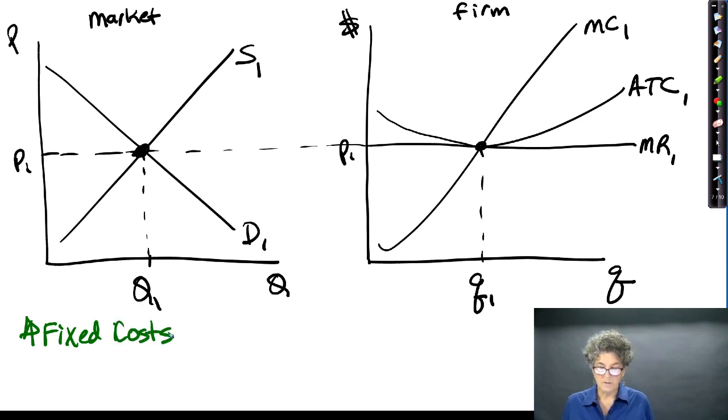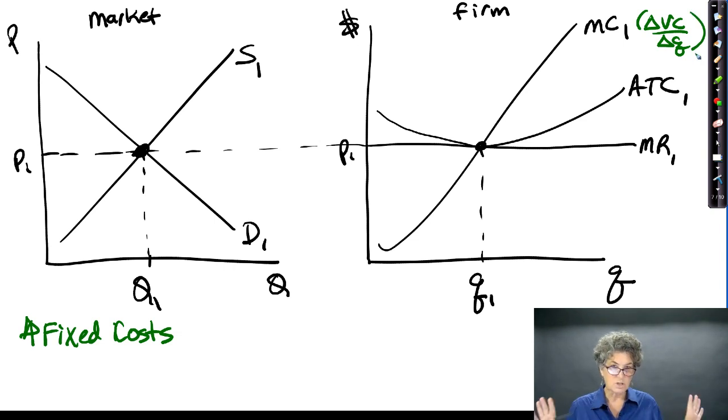Suppose there's an increase in fixed costs. If there's an increase in fixed costs, remember that your marginal cost curve is telling you about changes in variable costs. Change in variable costs for a change in quantity. So a change in fixed costs has no impact on the marginal cost curve. Nothing happens there. What does happen when there's an increase in fixed costs is the average total cost curve shifts up.